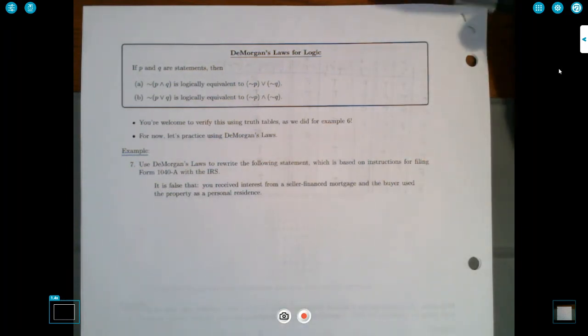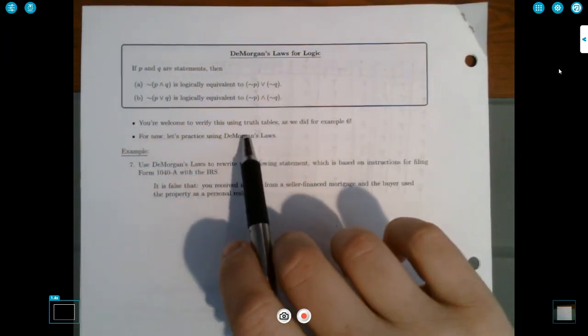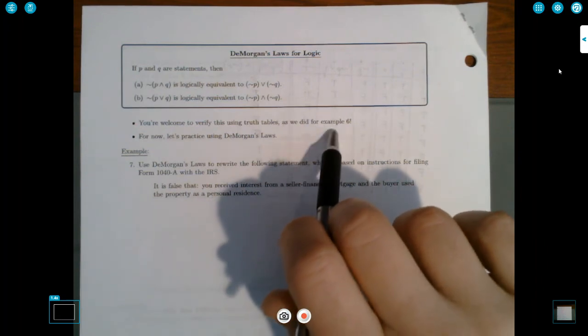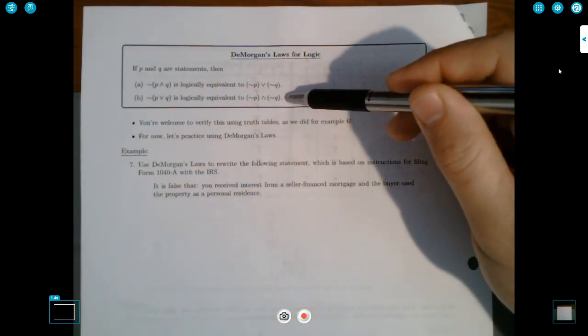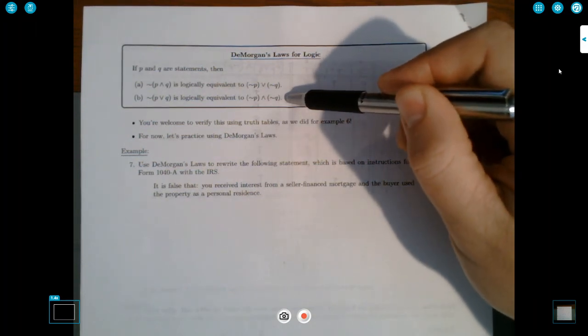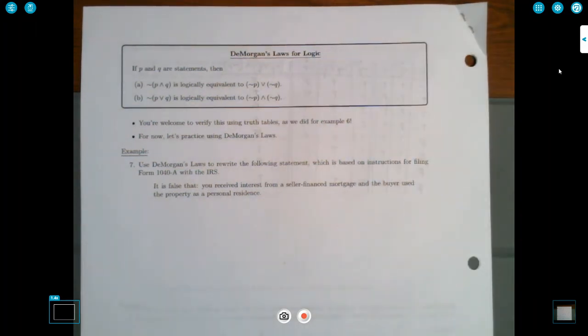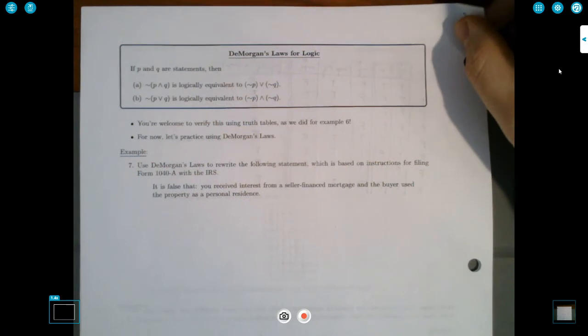Okay? So you're welcome to verify this using truth tables as we did for example 6, and actually we've pretty much already verified part A, so it would be a good exercise for you to try to verify part B on your own using logic tables. But for now we'll just take it for granted, and let's practice using these laws.